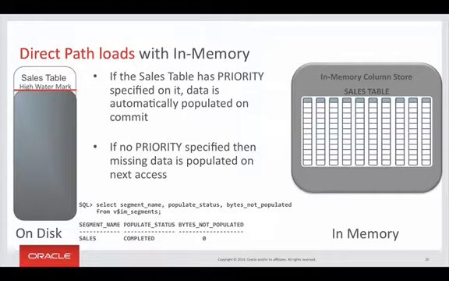However, if the sales table does not have a priority specified on it, which remember is the default, then the missing data won't be populated into the in-memory column store until somebody accesses it for the first time after the commit. As soon as they access it, we'll begin the population, because we have been told by the end user effectively that this is important data, that we need to have it in the in-memory column store because we're interested in querying it.